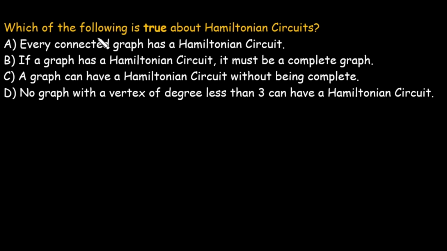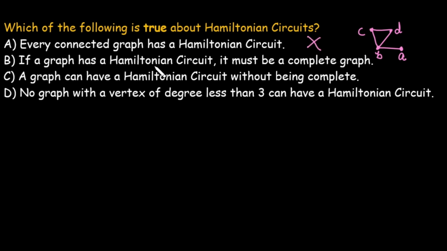Taking the next case, which of the following is true about the Hamilton circuit? Every connected graph has a Hamilton circuit. We can't say this because in this case, this graph does not have a Hamilton circuit. How? We can start from the vertex A, move to the vertex B, then C, then D. Now we cannot come back to A. Or you can start from anywhere, you will not get a Hamilton circuit. So remember that if a graph has a pendant vertex, meaning the degree of a vertex is 1, clearly that graph has no Hamilton circuit. So this statement is incorrect.